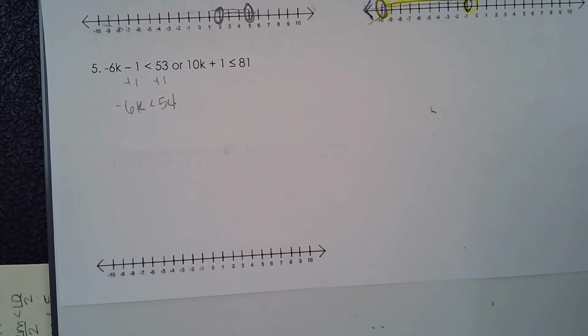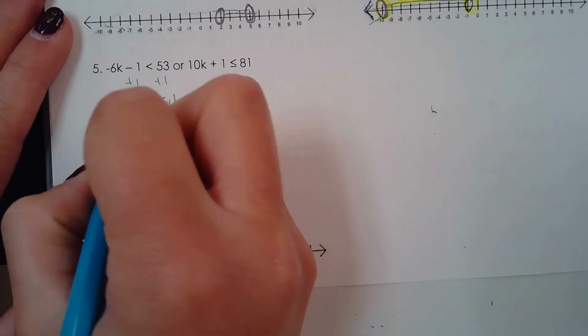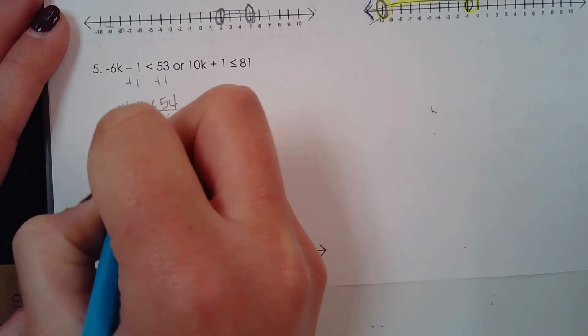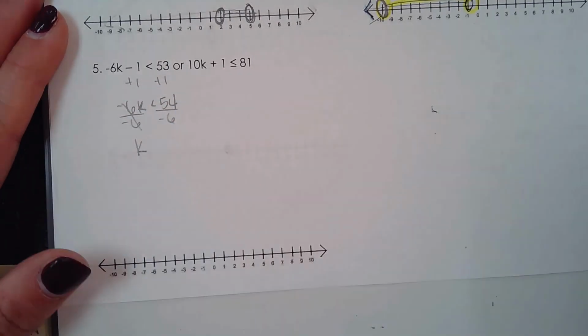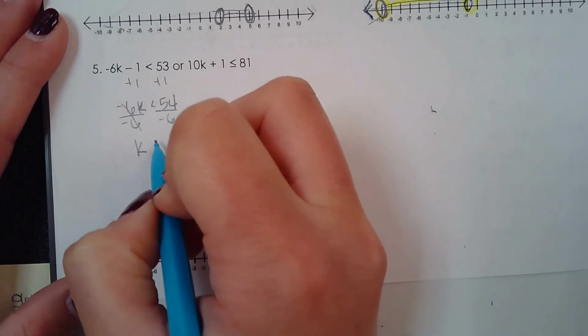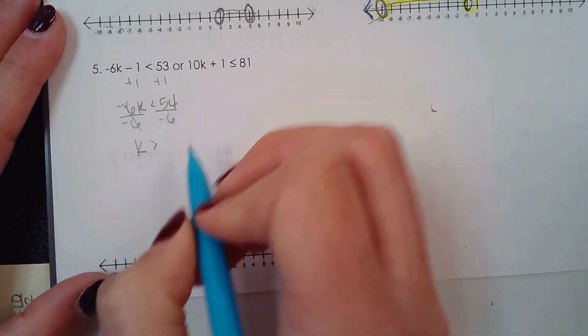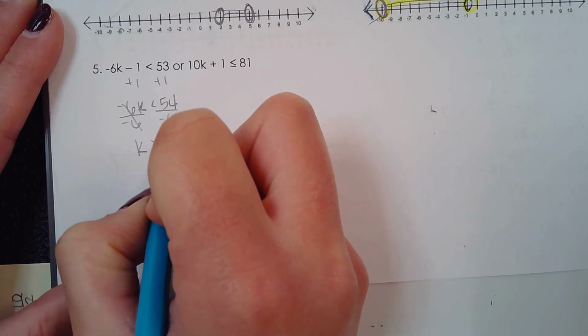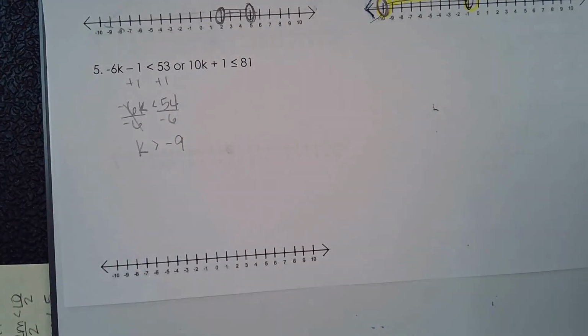Evan, what do we do from there? Divide by negative 6. So k, and then what do you do with your inequality sign? Flip it. 54 divided by negative 6 gives us what? Positive or negative? Yes. That okay?